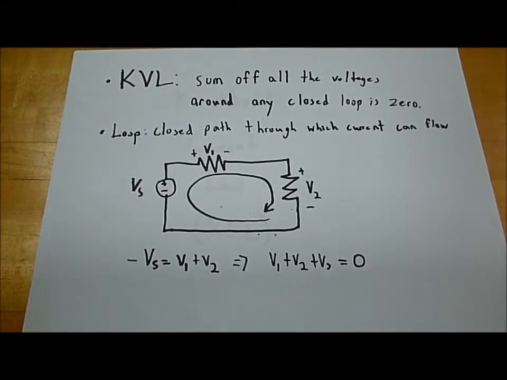The definition of KVL is the sum of all the voltages around any closed loop is zero, where a loop is a closed path through which current can flow.